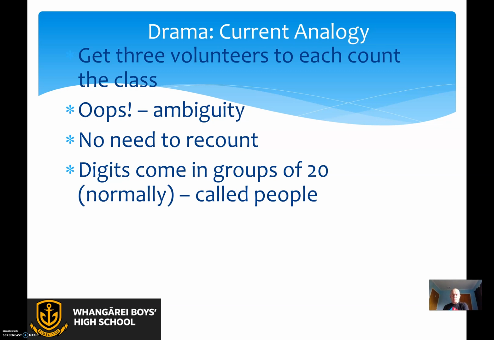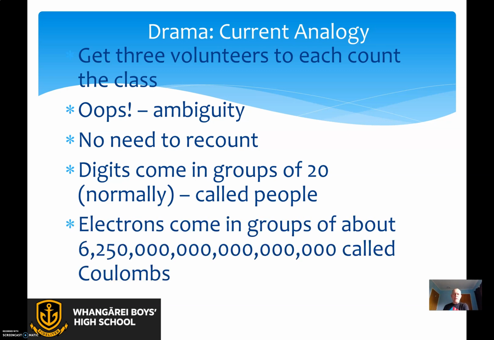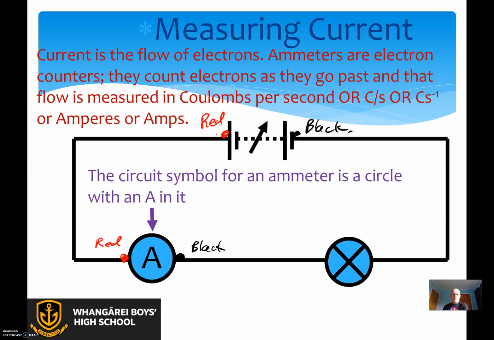Electrons come in groups too, bigger groups, fairly big groups. They come in groups of about 6.25 million million million, and they're called coulombs. I think it's Charles Coulomb, I could be wrong, I'll have to look that up. And that in standard form is 6.25 times 10 to the 18 electrons. Now current is the flow of electrons. We're going to measure current. Current is just the flow of electrons.